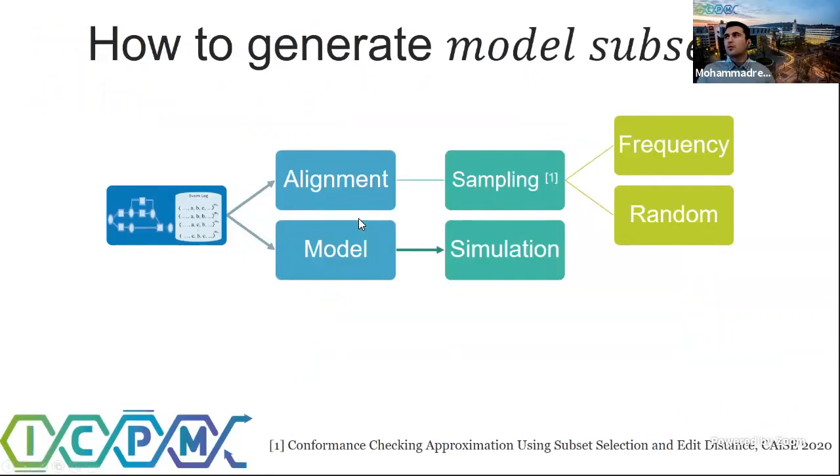One question could be how to obtain this model subset. We can use the alignment technique. For example, we can sample some of the log variants, compute normal alignments for them, and use that subset for alignment approximation. Or we can simulate the model and generate as much behavior as we want. In this research, we use the simulation method. However, we try to look at the log and simulate behaviors that are also close to the log.